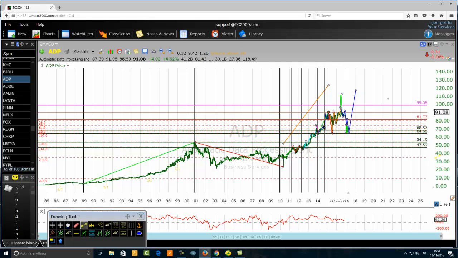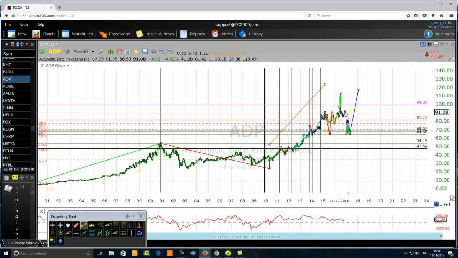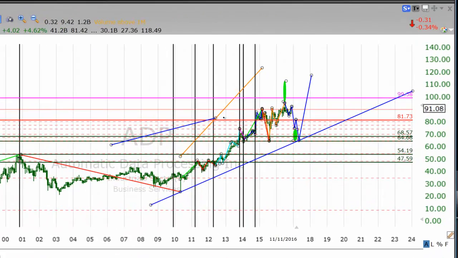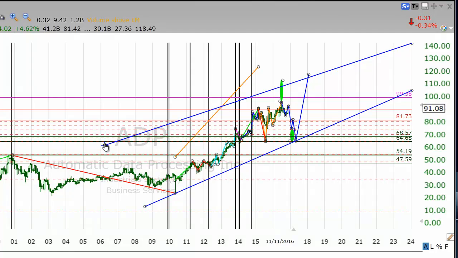But if we assume, which we shouldn't, that the fourth wave will end here, we'll connect the low of the second wave and the low of the fourth wave, and we draw a line, okay? And then we will choose another line. We'll choose the high of the third Elliott wave, and we will draw a line that is parallel to the first line, having this channel like this.